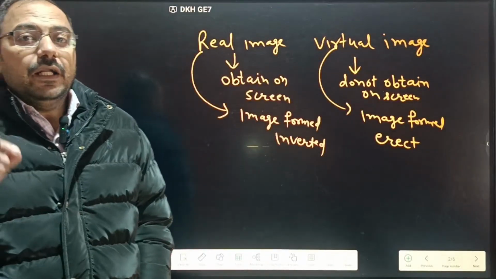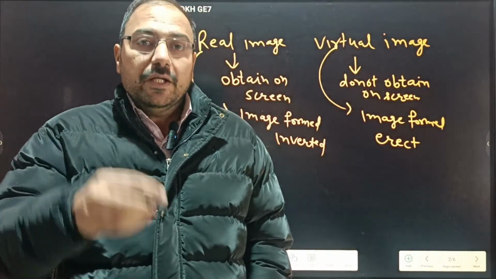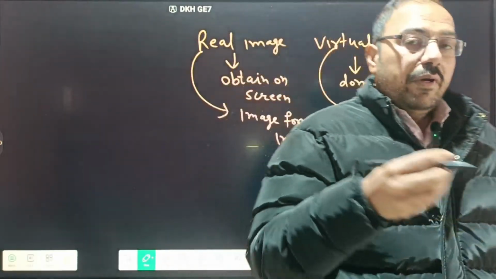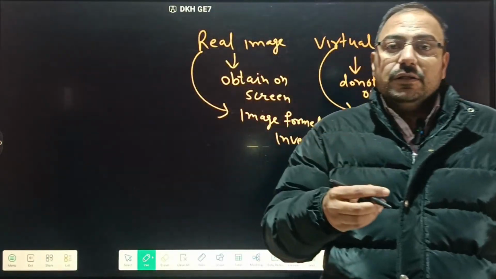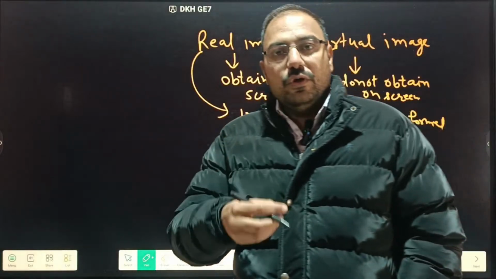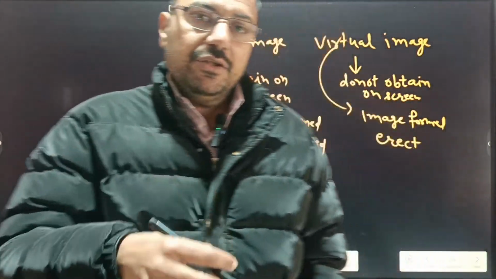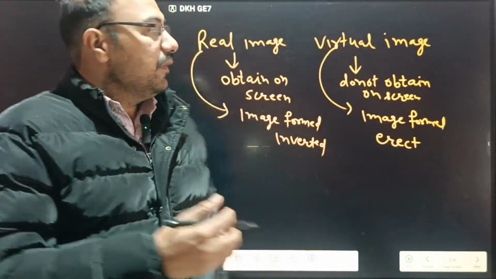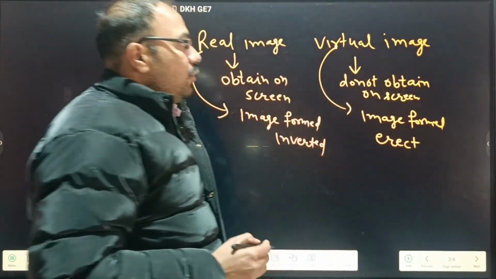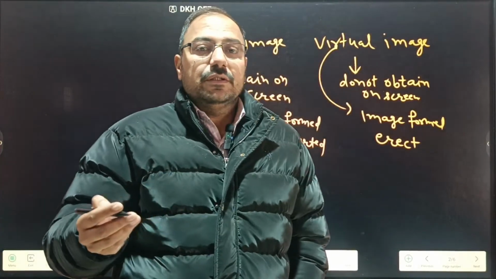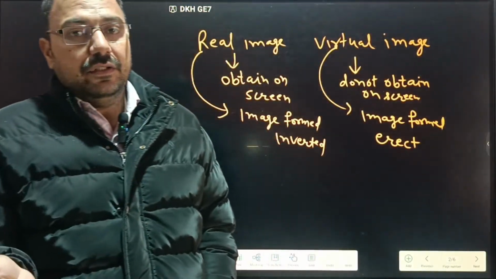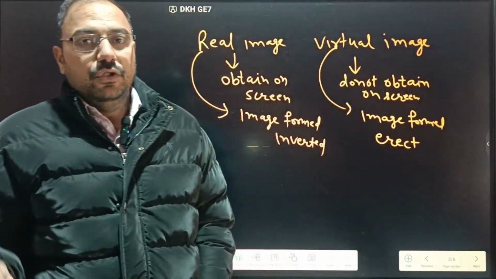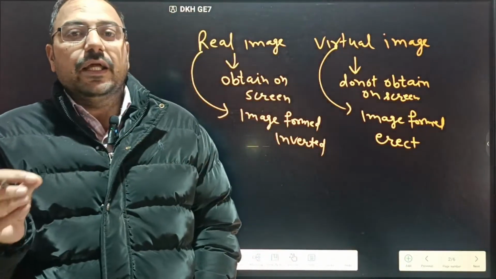A real image is one which can be obtained on a screen. When a real image forms, it is also inverted, so we call it real and inverted. When an image is inverted, it is real, and when it is real, it is inverted. Second, a virtual image cannot be obtained on a screen. A virtual image is always erect.